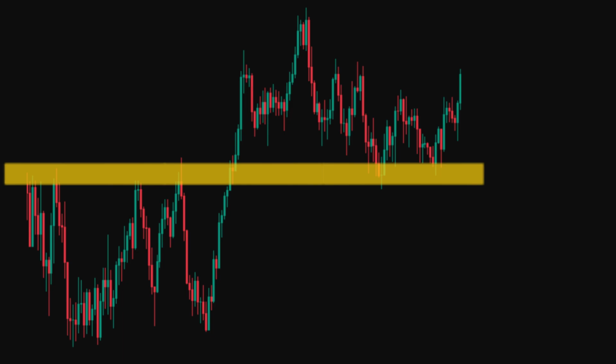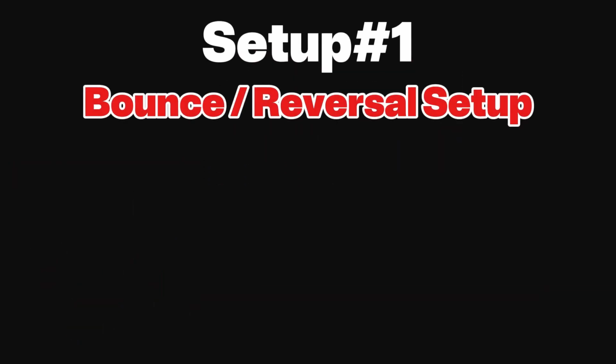Now that you know how to draw strong levels, let's talk about execution. Levels alone are not enough. You always wait for confirmation. Setup number 1. Bounce or reversal setup. And this is one of the most common ways I trade support and resistance.